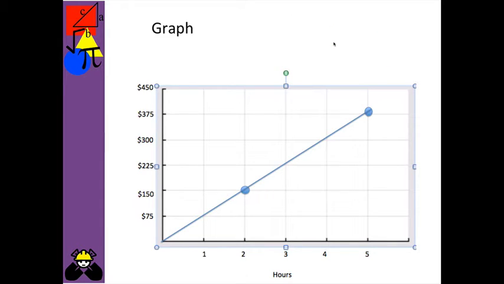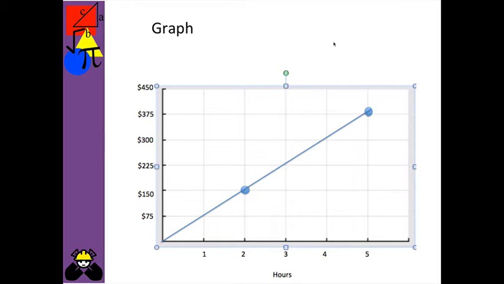I plotted on our graph, on the horizontal axis, hours. On the vertical axis, how much he charged. So I know that 2 hours was $150, so I put a dot there. 5 hours was $375, I put a dot there. And I also connected it back to the origin because I logicked out that if he worked for 0 hours, the customer would owe him $0. So there's my graph.